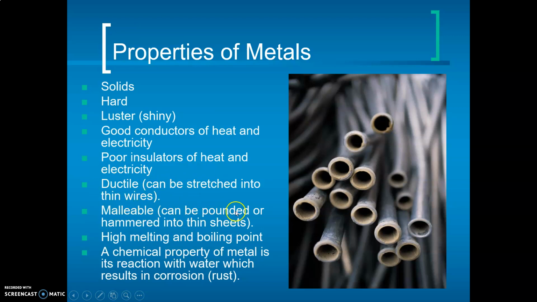Malleable, can be pounded or hammered into thin sheets. They have a high melting and boiling point, meaning it takes a lot of heat to melt them and boil them. A chemical property of metal is its reaction with water, which results in corrosion or rust.